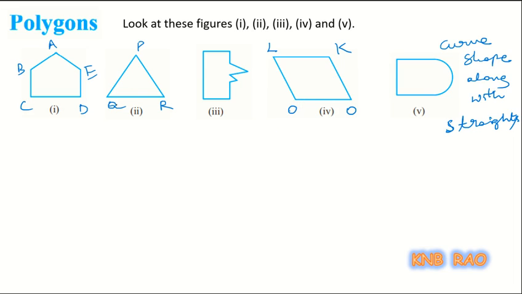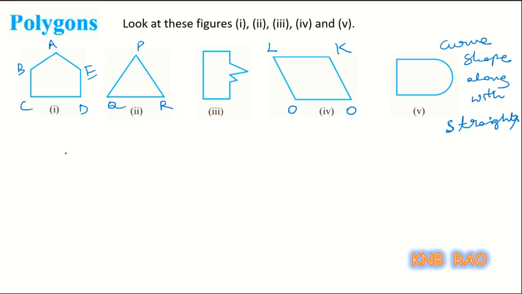So PQR is a triangle. Look, LOOK is a parallelogram. This ABCDE is a 5-sided. I'm sorry, I should not say sided because I didn't tell you what is a side, correct? Anyways, children, here I will tell you the difference and I will stop this session. In my next session, I will start with the names of them.